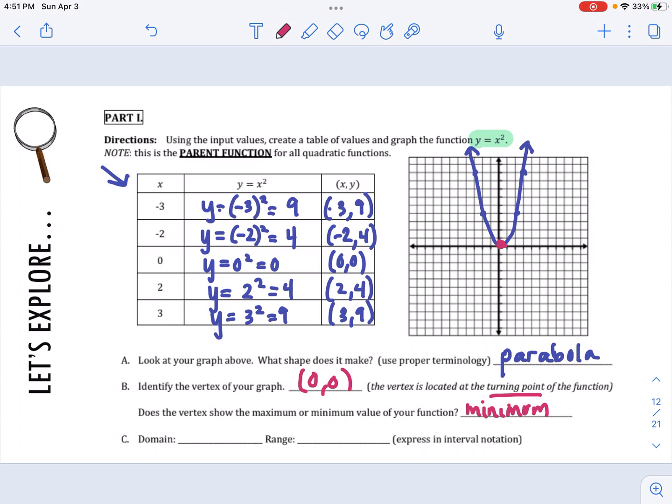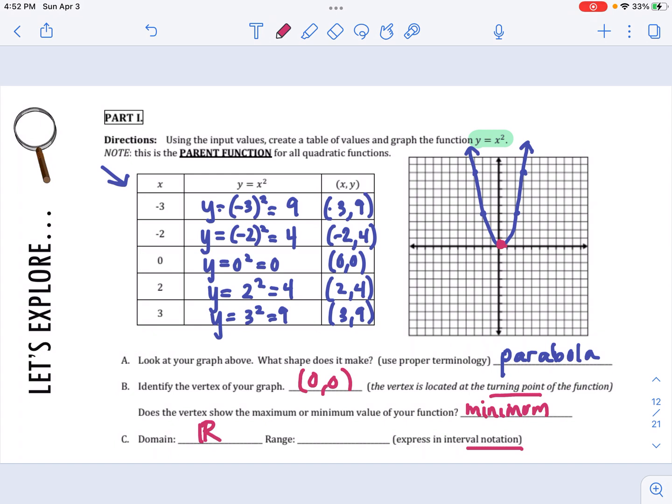Finally, we're going to look at domain and range. Remember there are 2 different ways that we can express domain and range. We can do interval notation or we can do set notation. It is asking us for interval notation. So if we scan our graph from left to right, we can see that there are all x values that would actually have a y value in this function. So my domain is all real numbers.